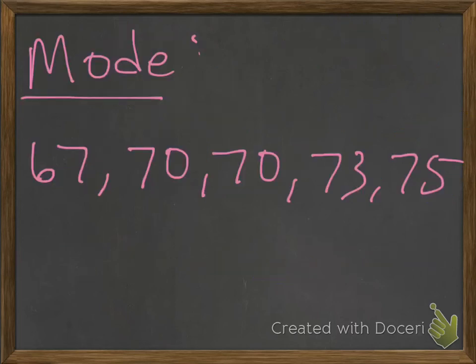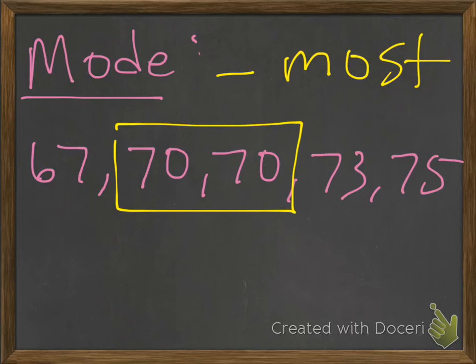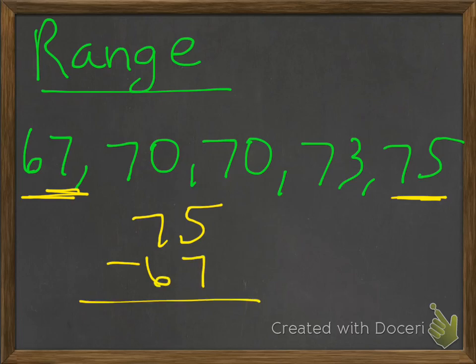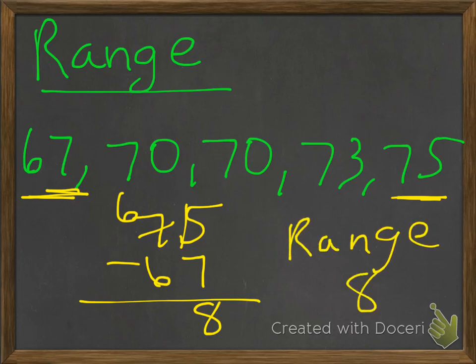Next is mode, and again, mode is which occurs most often. And we can see here that there are 2 70s, so 70 is our mode. And finally, range. Range, again, you take the greatest number in the set, subtract the least, so you have 75 minus 67, and you subtract, and you get 8. So our range is 8.